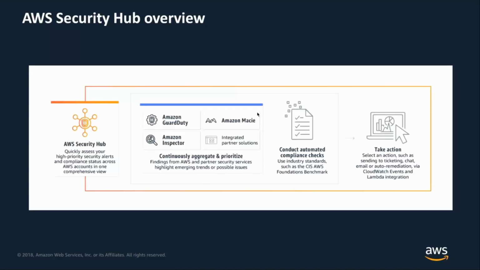The second big bucket of capability is automated compliance checks. So on one hand, we're helping you understand what security findings or alerts are most important. On the other hand, we're also proactively going out and doing automated compliance checks. The first compliance module that we rolled out last week at re:Invent is the CIS AWS Foundations benchmark, and we have a number of others coming down the line.